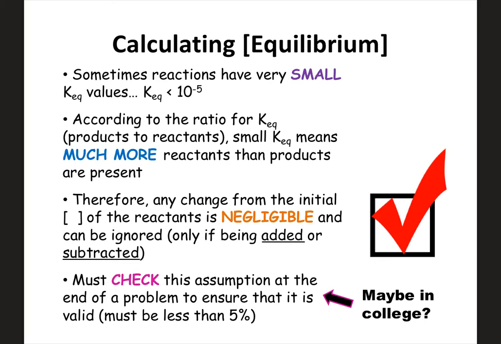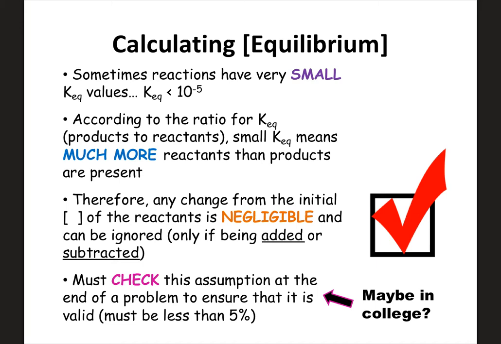So sometimes what you'll see is that reactions have very small Keq values. We're talking a Keq less than 10 to the minus fifth. So basically what that means is, if you look at Keq, we know that Keq is products over reactants. If you have a very small Keq, that means there's much more reactants present than there are products. Think about that. The only way you could get a Keq that small, if you're doing products over reactants, is to have a larger number on the bottom.